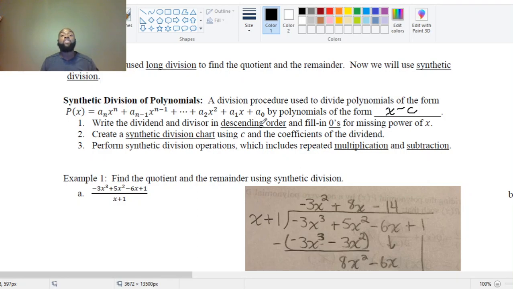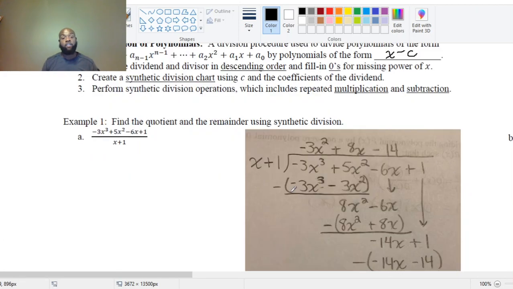And we're going to always fill in zeros for missing powers of x, all right? Then we're going to create a synthetic division chart using C and the coefficients of the dividend. And then once we set the chart up, we're ready to perform synthetic division, and that includes repeated multiplication and subtraction. All right. Synthetic division is a shortened version of long division. It takes the numbers without the variable parts of long division, which simplifies it, makes it look a lot easier, and then you could still come up with your quotient and your remainder.